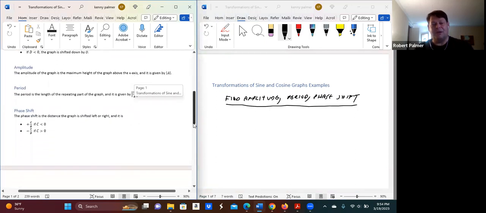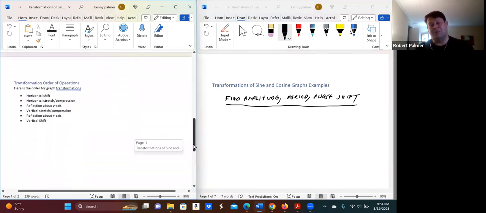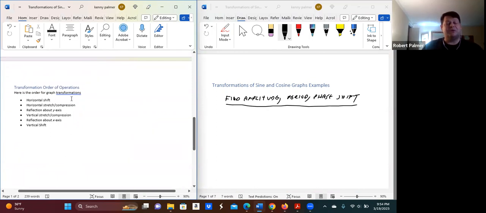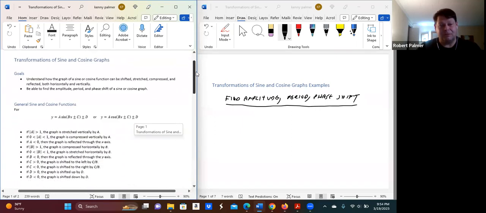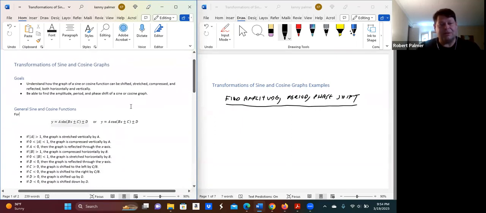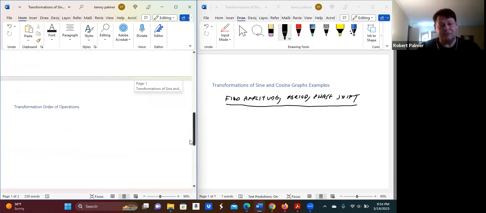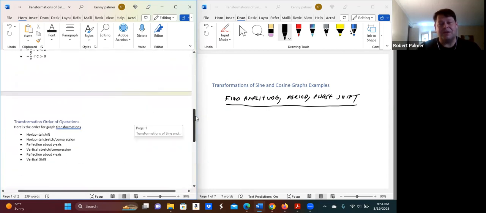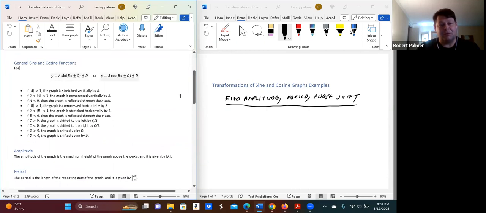Finally, there is just like an order of operations in numbers. You're probably familiar with that. There's an order of operations in transformations. It's a choice someone made, so that we're always doing this the same way. So first is a horizontal shift, which is given by your C and B. Okay. Horizontal stretching or compression, that is given by the number B in front. Then the next thing is a reflection about the y-axis, given by whether B is negative or positive. Essentially, like order of operations with regular numbers, we work from the inside out.